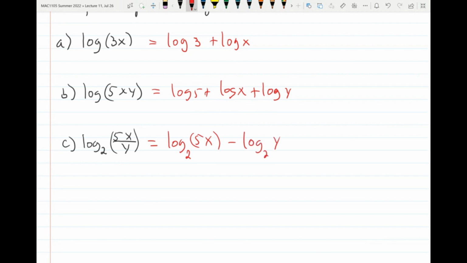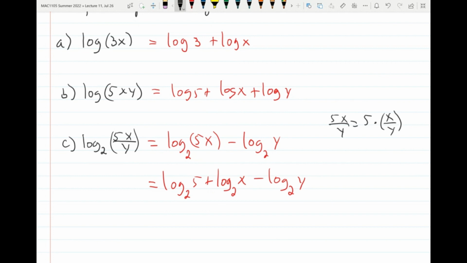You break the quotient. Now, when you break the quotient, you say, well, okay, this is already as simple as it gets, but now this one is a product. I can break it a little bit more. So this would be log base 2 of 5 plus log base 2 of x minus log base 2 of y. Questions? Now, in this particular case, it turns out that 5x over y can be written as 5 times x over y.